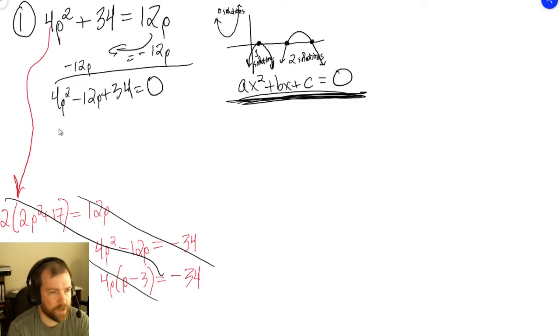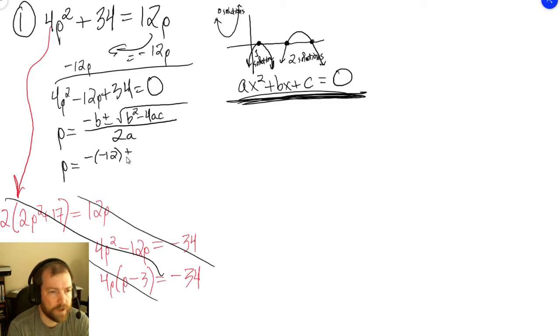This is called the quadratic formula, so p is going to be equal to, in this case it's p, not x, negative b plus or minus the square root of b squared minus 4ac, all over 2a. This is a negative 12 plus or minus the square root of parentheses negative 12 squared minus 4 times a is 4, c is 34. Divided by 2 times 4.